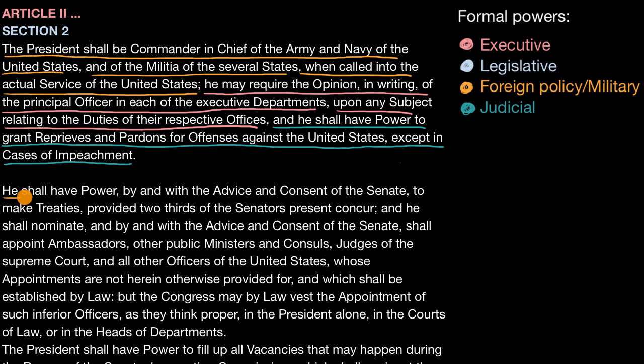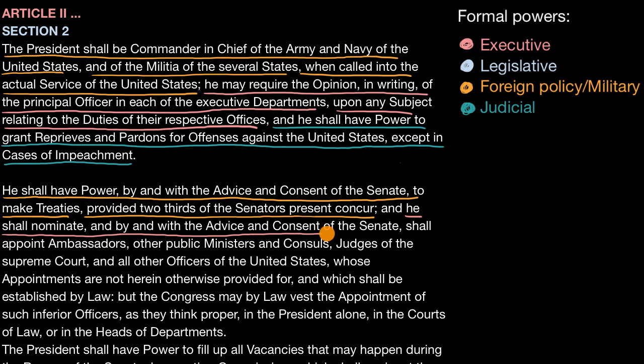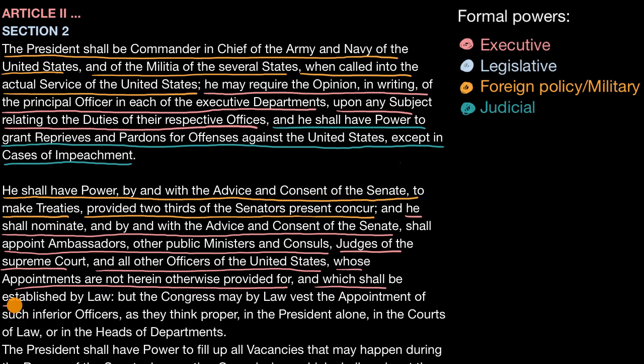Then we read, "He shall have power by and with the advice and consent of the Senate to make treaties, provided two-thirds of the senators present concur." So this power to make treaties is clearly a foreign policy power, although it does have to be ratified by the Senate. "And he shall nominate, and by and with the advice and consent of the Senate, shall appoint ambassadors, other public ministers and consuls, judges of the Supreme Court, and all other officers of the United States, whose appointments are not herein otherwise provided for, and which shall be established by law. But the Congress may by law vest the appointment of such inferior officers as they think proper in the President alone, in the courts of law, or in the heads of department."